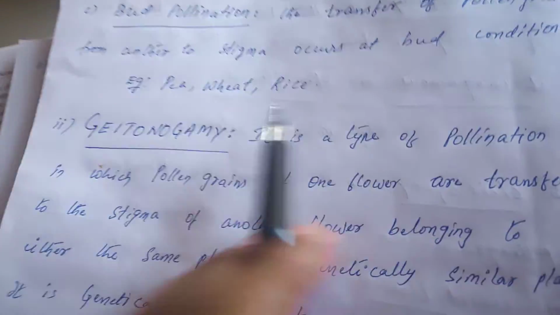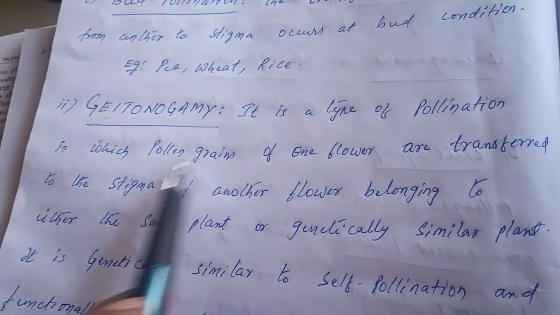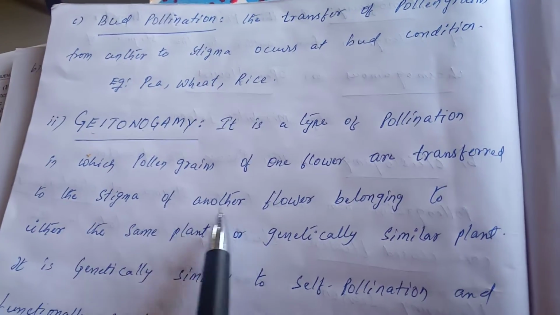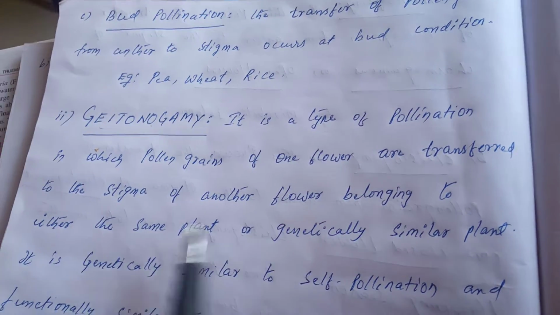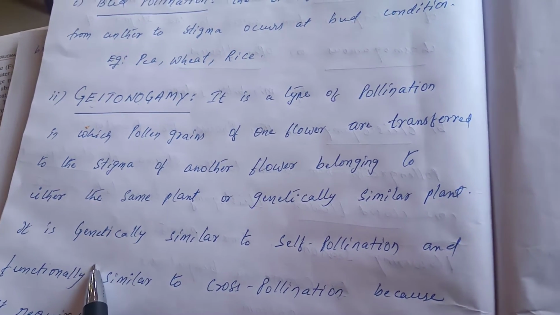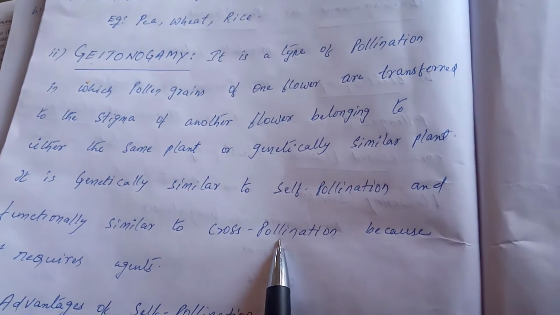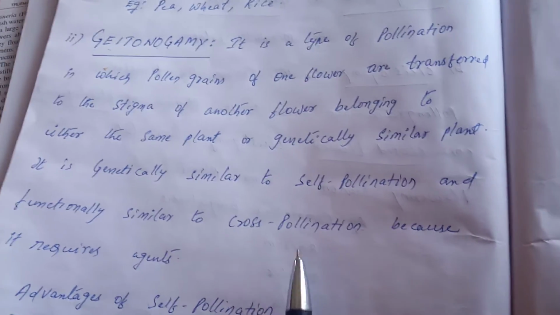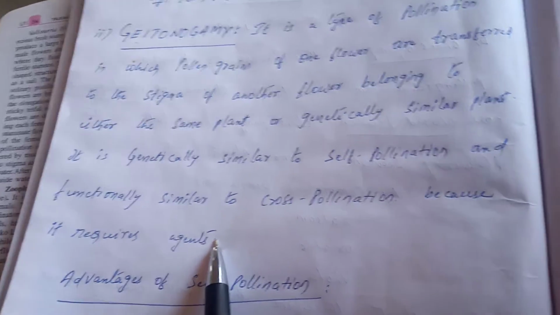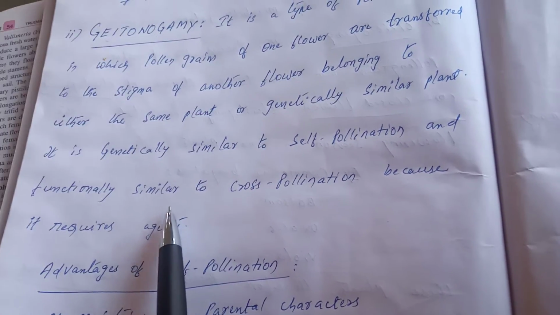The second type of self-pollination is called geitonogamy. It is a type of pollination in which pollen grains of one flower are transferred to the stigma of another flower belonging to either the same plant or a genetically similar plant. It is genetically similar to self-pollination and functionally similar to cross-pollination, because geitonogamy requires some pollinating agents for transfer of pollen grain from anther to stigma of either the same or genetically similar flowers. These are the two different types of self-pollination.